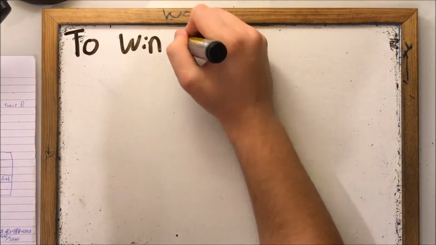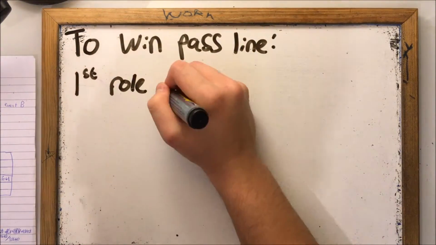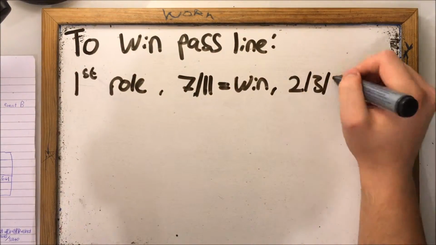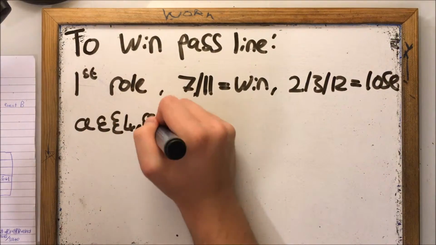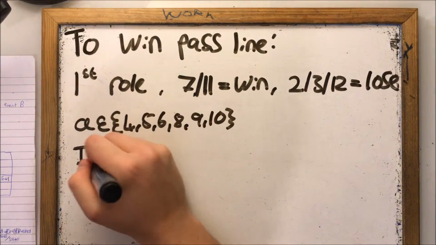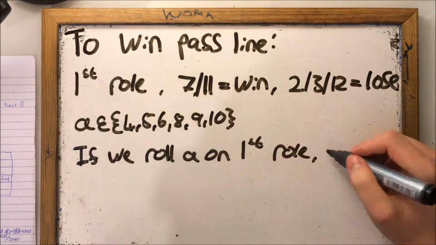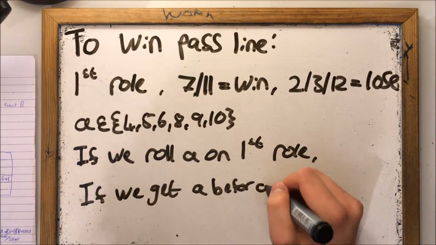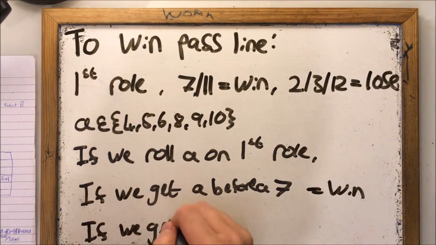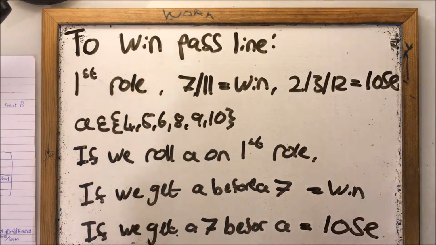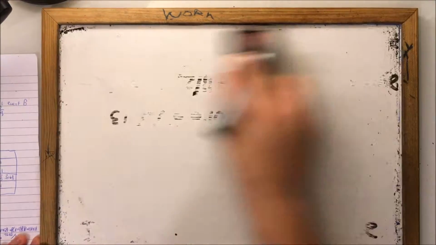We'll start with the math behind the pass line, but let's do a quick refresher of the rules so we're all on the same page. If the first roll is a 7 or 11, the pass line wins. A 2, 3 or 12 and the pass line loses. If it's one of the playable numbers, 4, 5, 6, 8, 9, 10, if we get the same playable number before seeing a 7, the pass line wins. If it's a 7 first, the pass line loses.